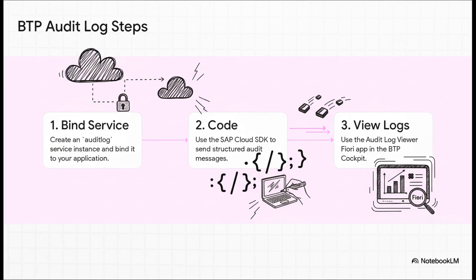So you can forget about transaction codes. Instead, you just bind your application to an instance of the audit log service. Then, in your code, whether that's Java, Node.js, whatever, you use the Cloud SDK to fire off your audit messages. And when it's time to check the logs, you just use a nice Fiori app right there in the BTP cockpit.